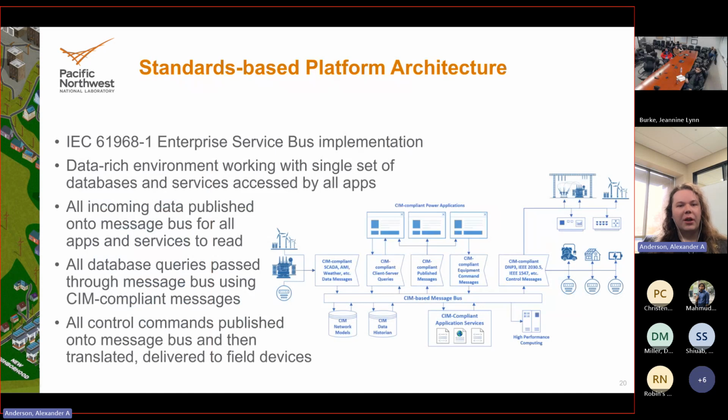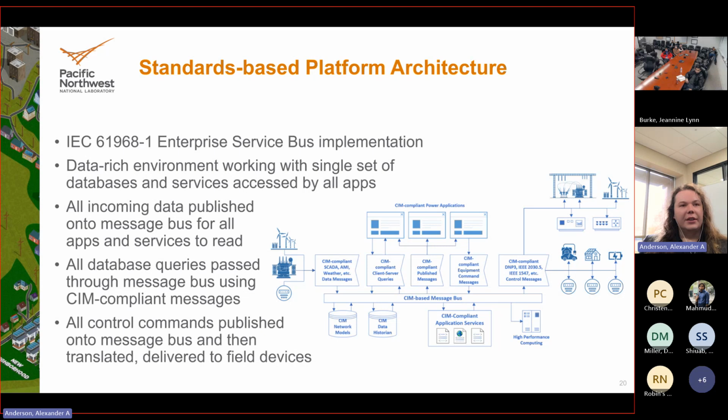The Common Information Model under IEC Standard 61968-1 defines how that enterprise service bus should be created, the business use cases, and how you set up a data-rich environment. And that message bus allows us to map different types of data. We have our time series data like SCADA, AMI, weather, load messages. We have our network models. We have our applications. We have shared services like topology processor, power flow, Y-bus, and they all communicate across the same shared message bus.